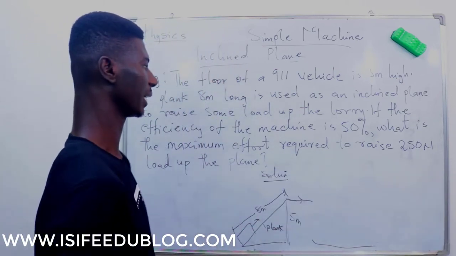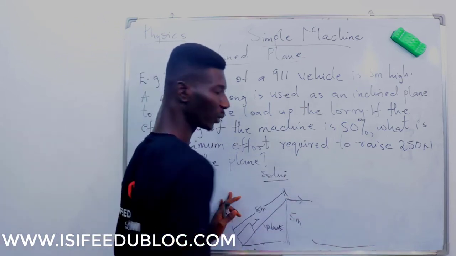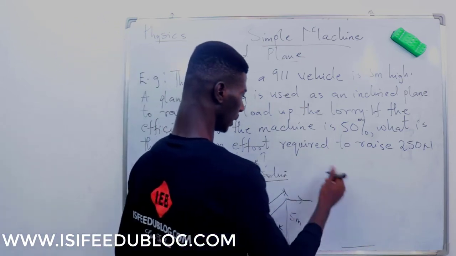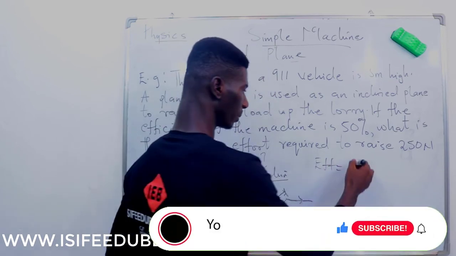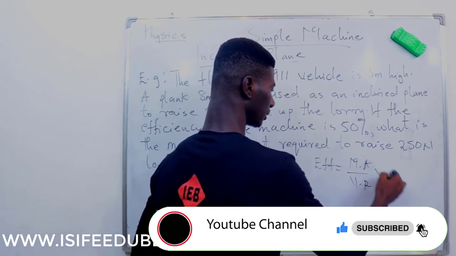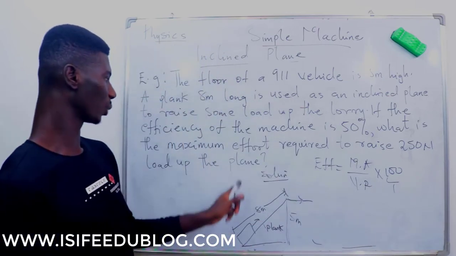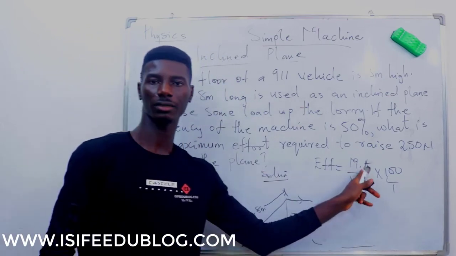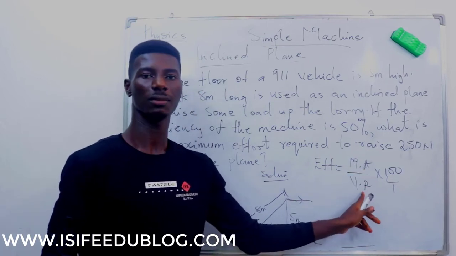We are asked to calculate the effort. So how do we calculate the effort? First of all, we need to get the velocity ratio. Why? Because efficiency is equal to mechanical advantage divided by velocity ratio times 100 over 1. The only place we can see our effort is the mechanical advantage. So we need to get the mechanical advantage, but before that, we need to get the velocity ratio.